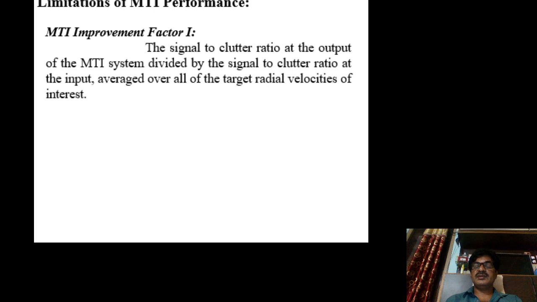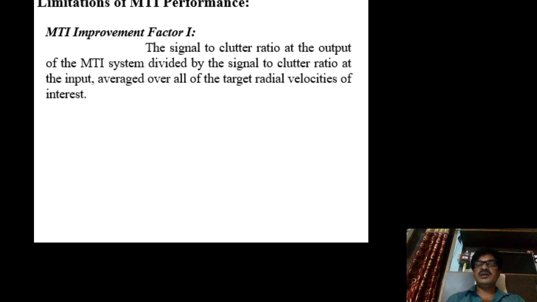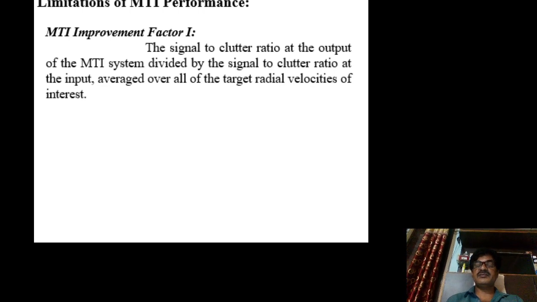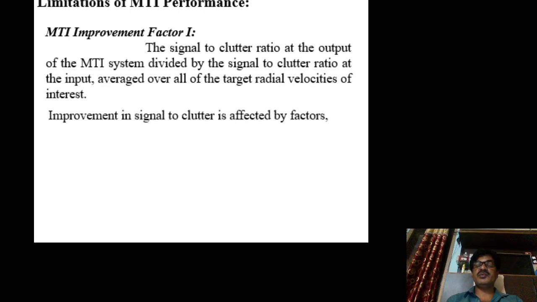Right? Output by input. No, sorry. The ratio is, we can take it as the signal to clutter ratio at the output of the MTI system to the signal to clutter ratio at the input, taking the average values over the target velocities in which we have interest. The average value represents the improvement factor I.